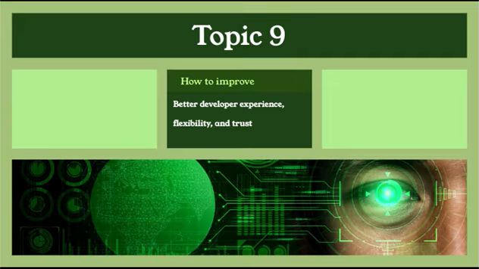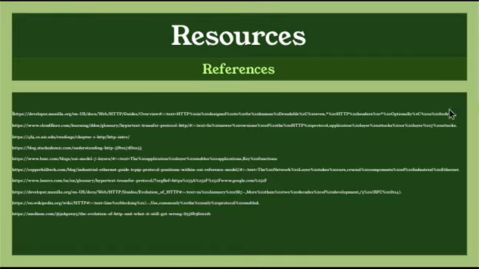Topic 9, how to improve. Like I said before, I think we definitely need more developer-friendly diagnostics and debugging, and true app layer security primitives. Also, definitely fine-grained quality of service.